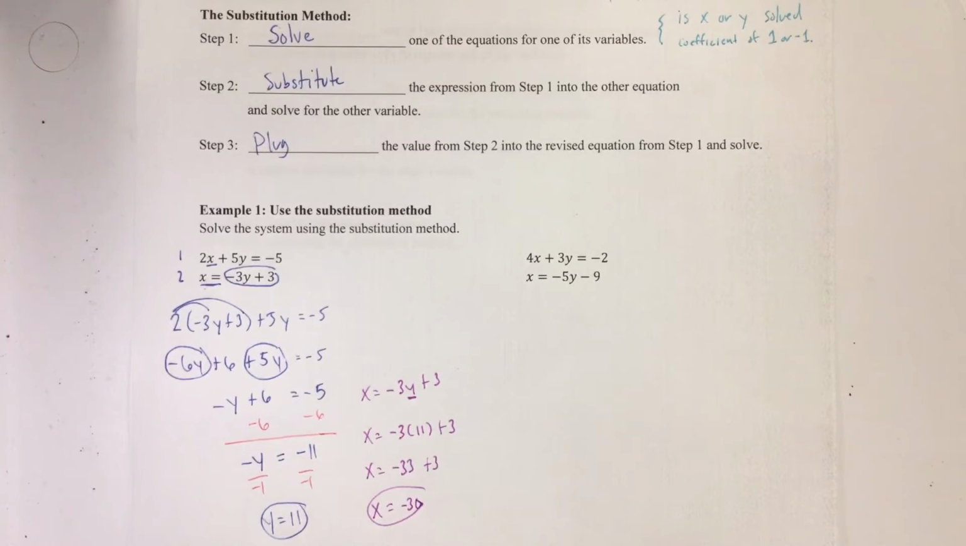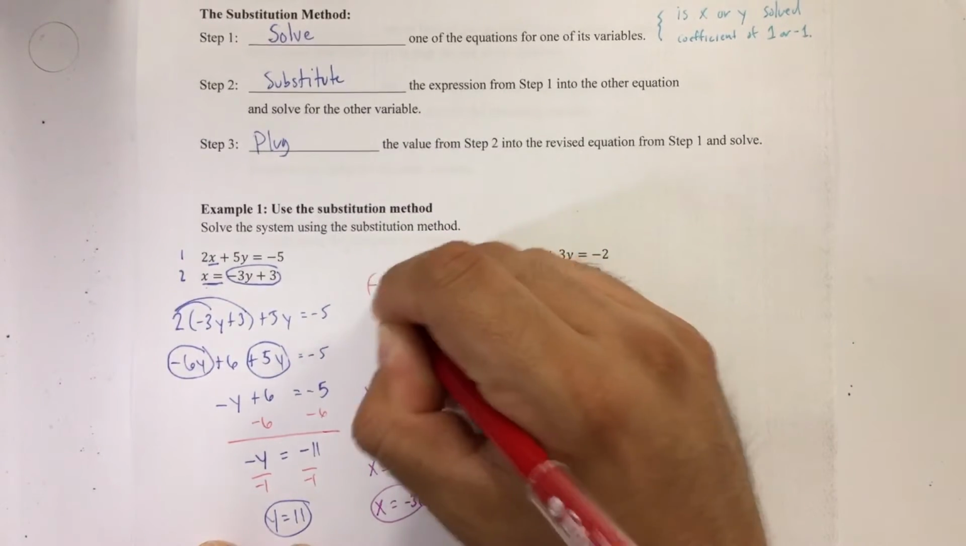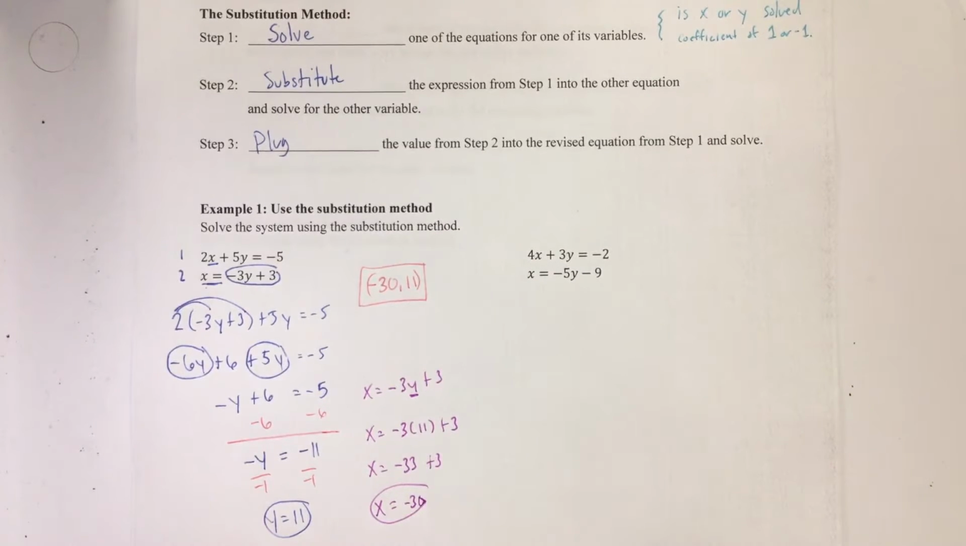Now to write our answer correctly, all we're going to do is write it as an ordered pair. So x comes first, negative 30, comma y, which is 11. And this is going to be our solution. All right, let's go and take a look at the next problem here.